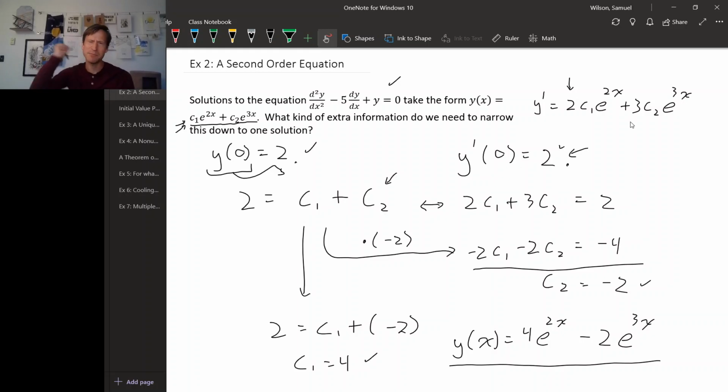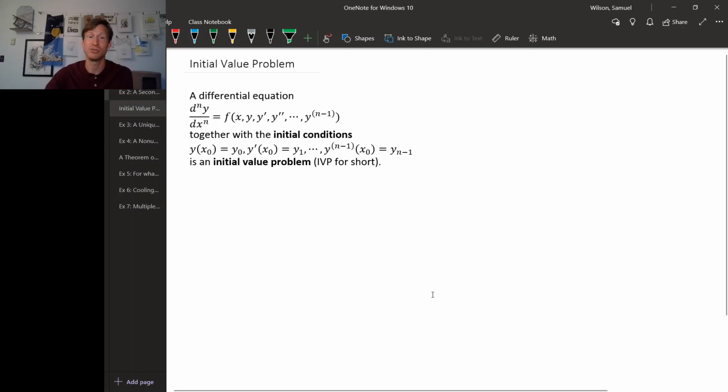Okay, you can kind of see a pattern here. What makes this example different from the previous example is that this equation is order 2. You might guess that if you have an order n equation, then you should need n initial conditions. One for the 0th derivative of y, one for the first derivative of y, and so on, until you get enough initial conditions. And indeed, that is the case. We call that setup an initial value problem.